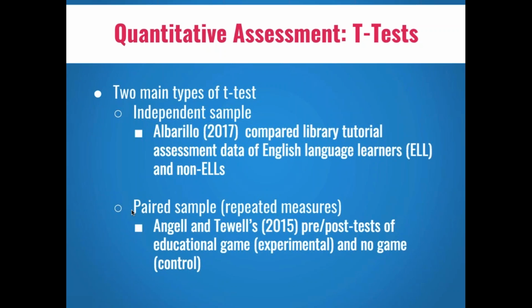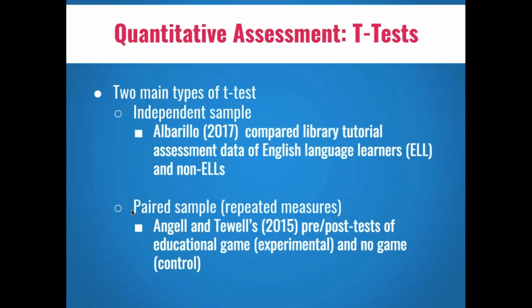T-tests are very popular and easy to run in a statistical software product such as SPSS or SAS, and I've used SPSS primarily in my own practice. There are 2 primary types of t-tests, independent sample and paired sample. You can use independent sample t-tests to compare scores between 2 different groups of people. Here you gather data from 2 different groups on a single occasion.